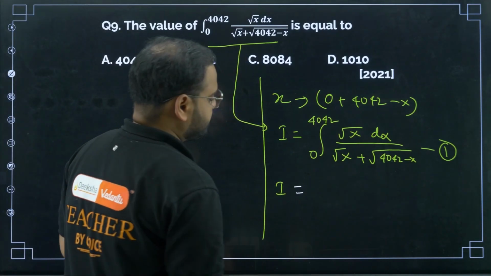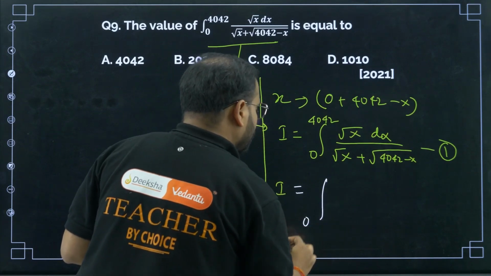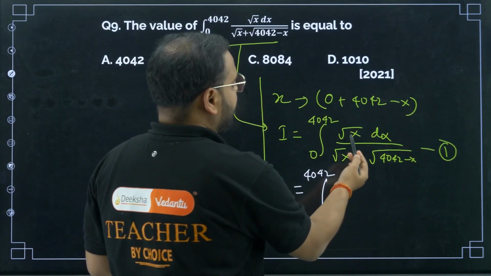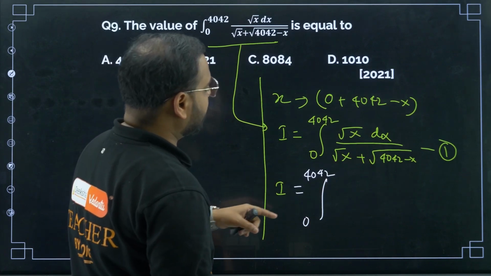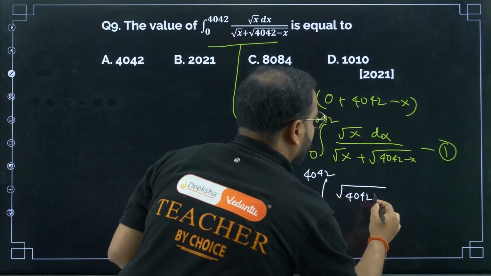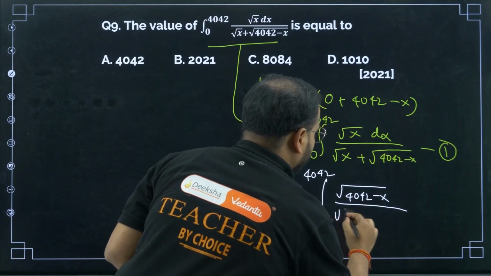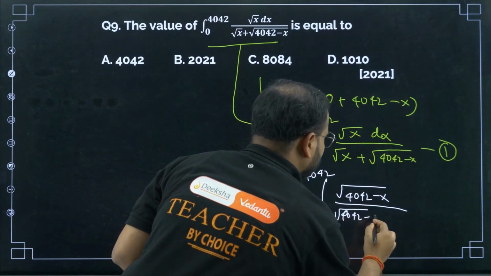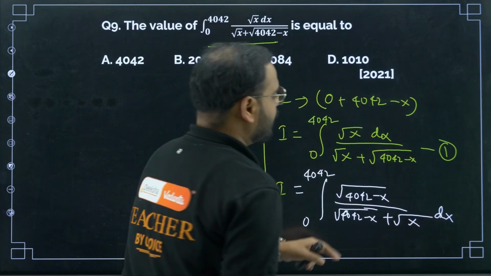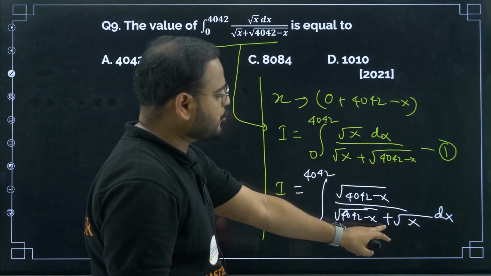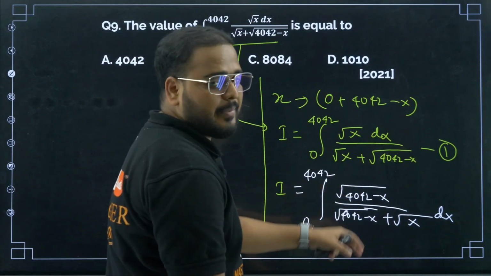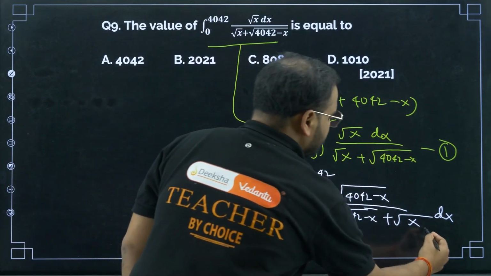So this I will transform into, have a look, 0 to 4042, limit will remain the same, and x will become 4042 minus x upon 4042 minus x plus, this will be x. If you check, in place of x if you write 4042 minus x, it will become plus root x. Everything, the 4042 will be cancelled. Now this is my equation number 2.